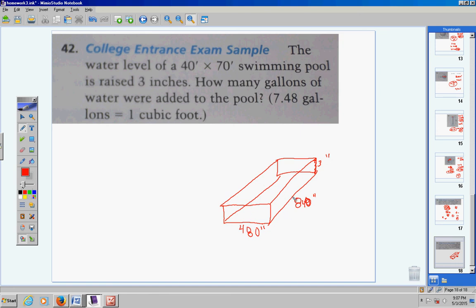Now we can very quickly find the complete volume of this part of the pool. The area of the base is 480 times 840, which gives me 403,200. Then multiply that by 3, and that's going to give me 1,209,600 cubic inches.